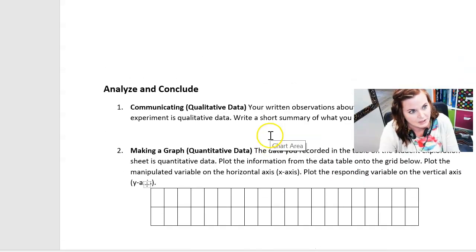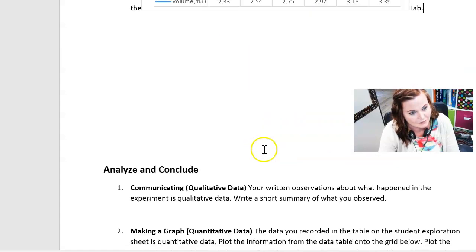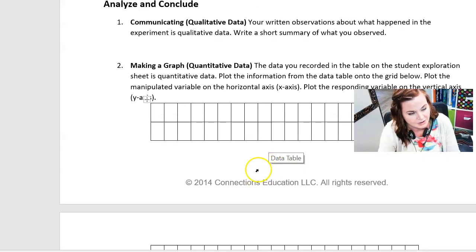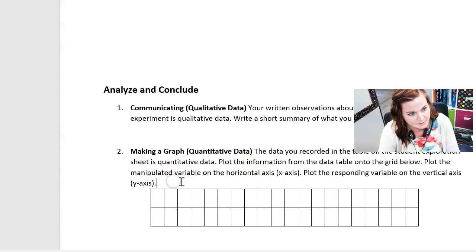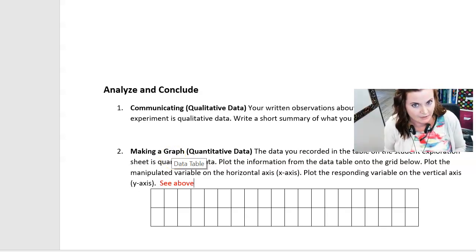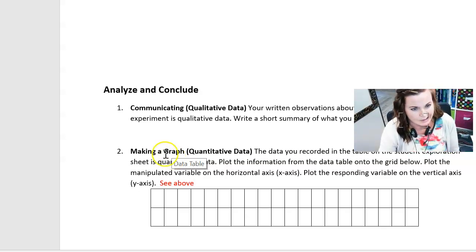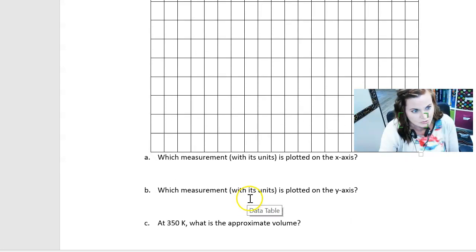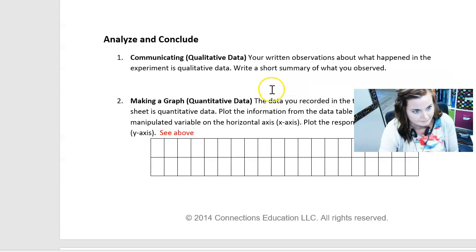And so here, when it says making a graph, you don't need to worry about this one. I'm just going to have you write in this section, see above, because you already put it in here. You don't need to do another graph. It's really a big pain to do the graph in the PDF, and this whole grid thing is kind of a pain. You guys should know how to do an electronic graph, okay?